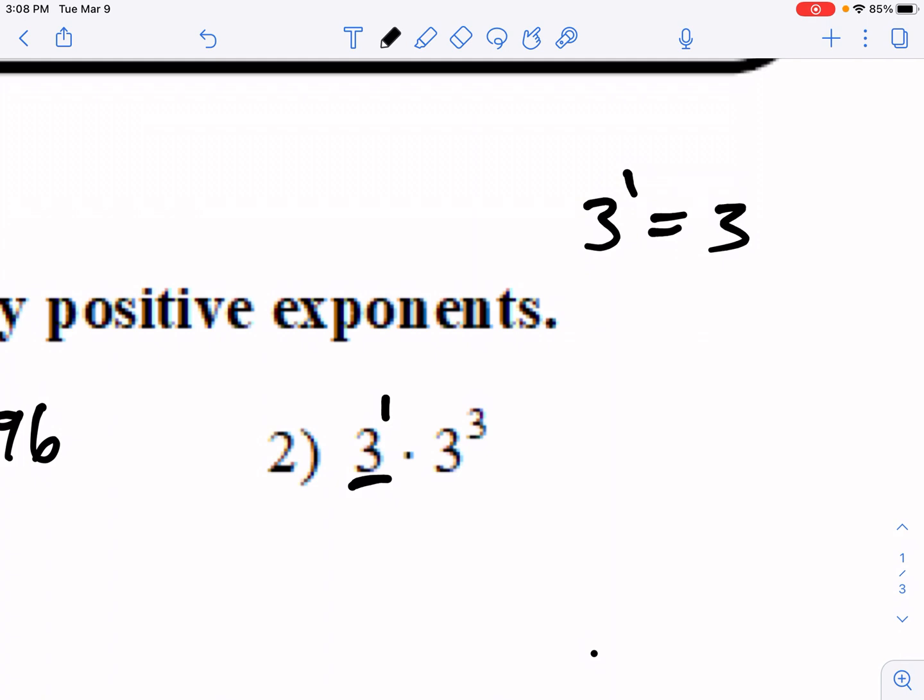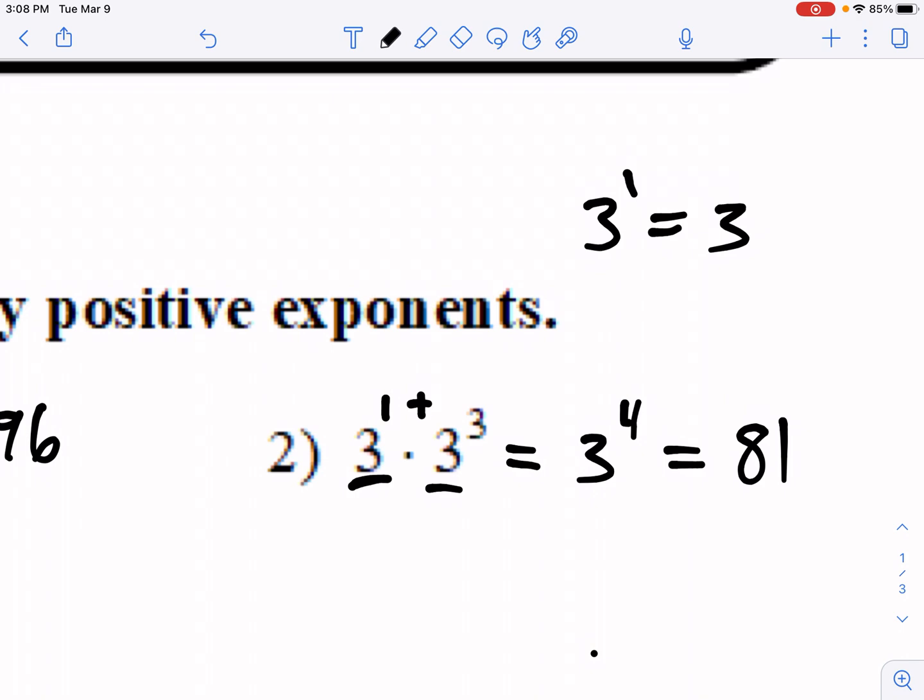So we can treat this like we have an exponent of 1. If that's the case, when I have the same base here and I add these exponents, I'm going to get 3 to the 4th power, okay? So again, in our calculators, taking 3 to the 4th power, 3 times 3 times 3 times 3, we get 81.